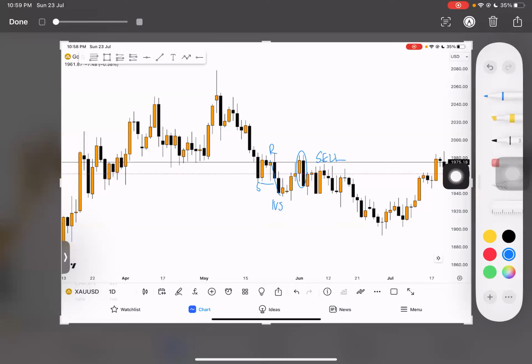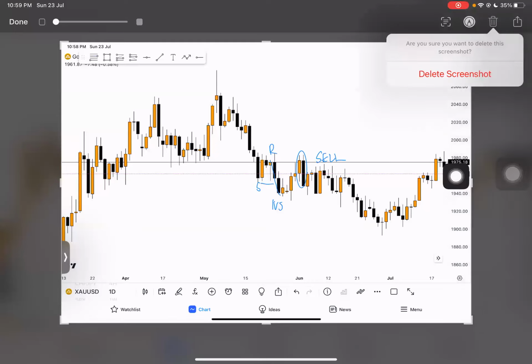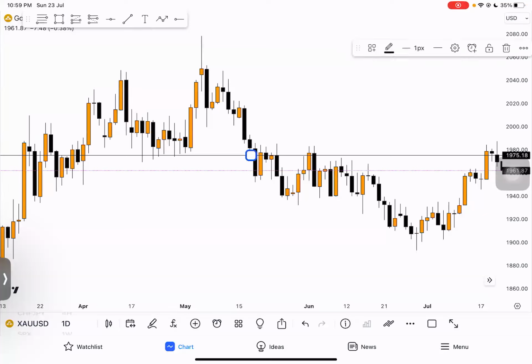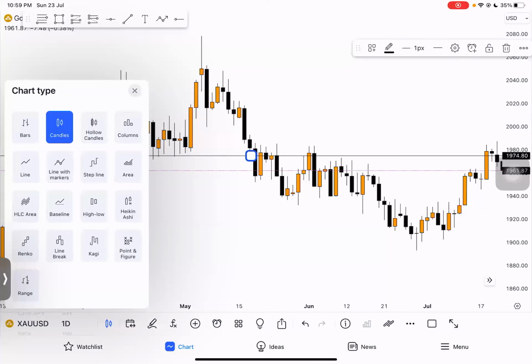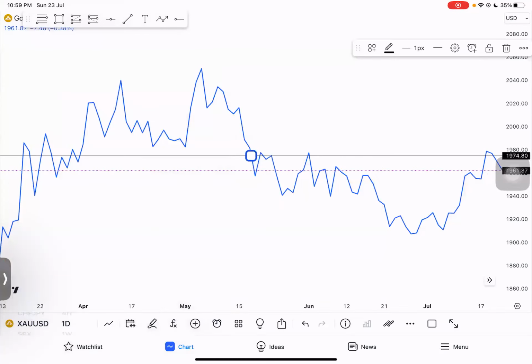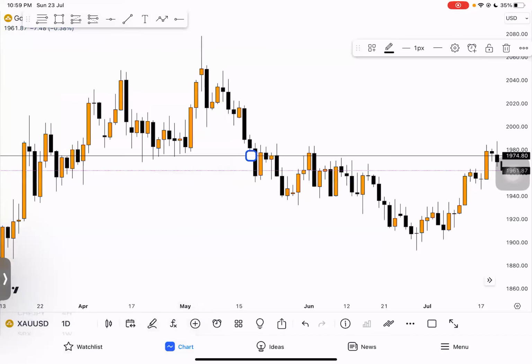Weak valid or not? What do you mean weak valid or not? We are taking the wick. If you want to draw the support and resistance, and it is bullish here, for the resistance you have to take from the open to the highest.